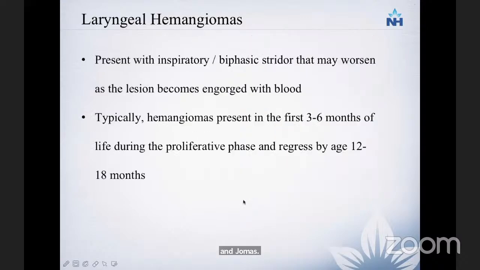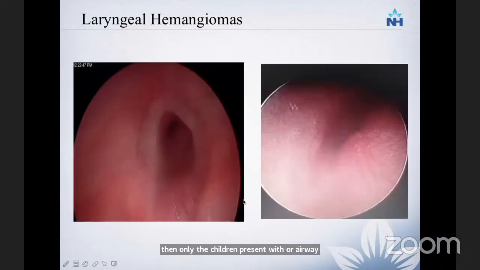So laryngeal hemangioma presents with inspiratory or biphasic stridor, as it may be in the subglottic region, and it may worsen as the lesion becomes engorged with blood vessels. Typically, hemangiomas present in the first 3 to 6 months of life during the proliferative phase and regress by the age of 12 to 18 months. The hemangioma has its own natural course. So when the hemangiomas are in the proliferative phase, then only these children present with airway obstruction symptoms and stridor.